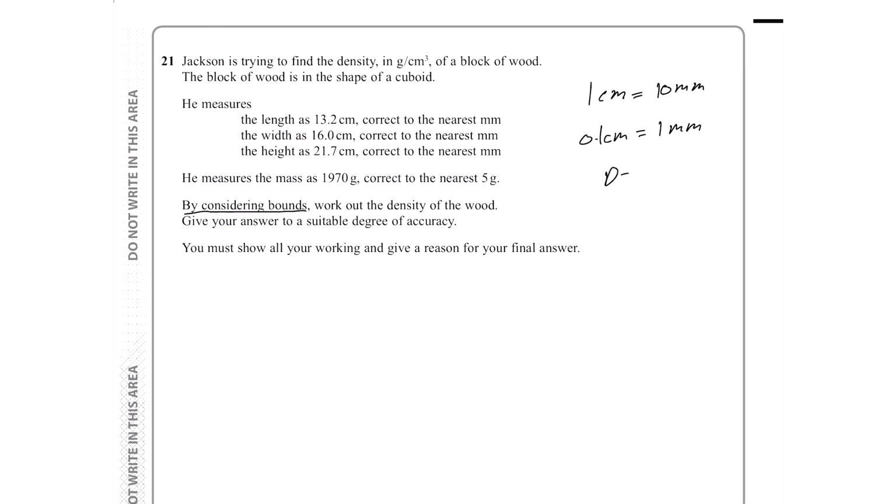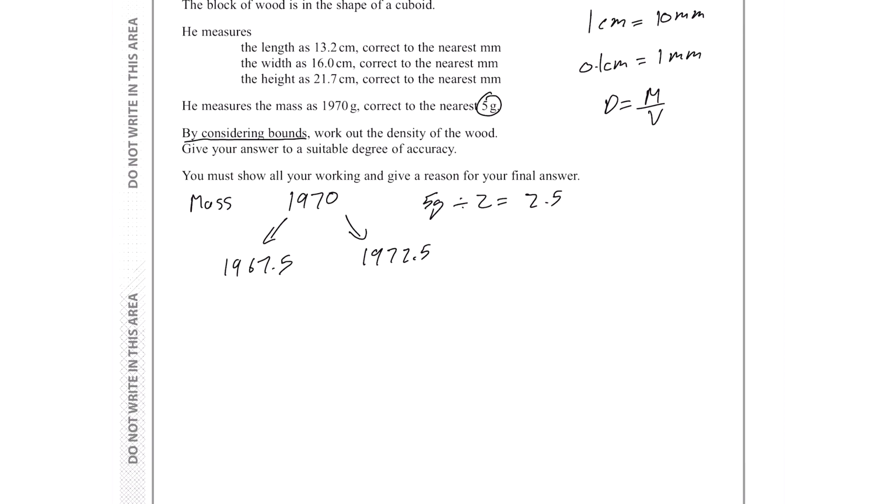So we know that density is equal to mass over volume. So we need to work out the lower and upper bound of the mass and the volume. If you start with the mass, because that will be easier, we have 1970. So the lower bound will be 1970 minus 2.5. And how did I get 2.5? We have the 5 grams, and we divide that by 2, which gives us 2.5. So the lower bound will be 1967.5, and the upper bound will be 1972.5.